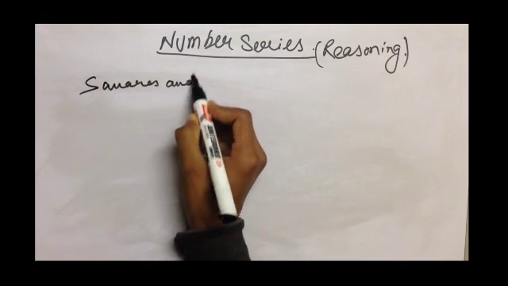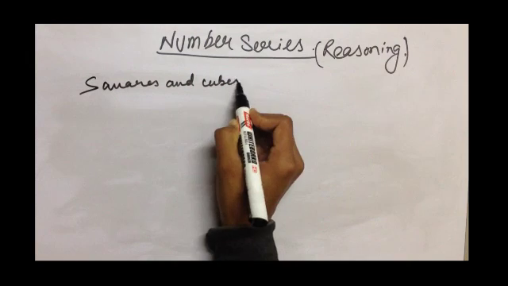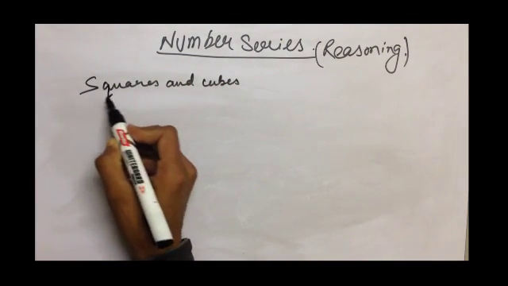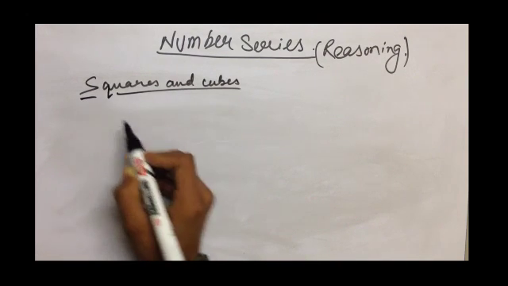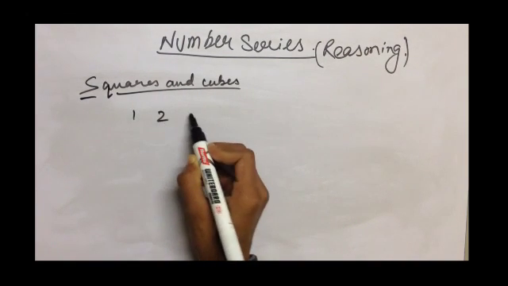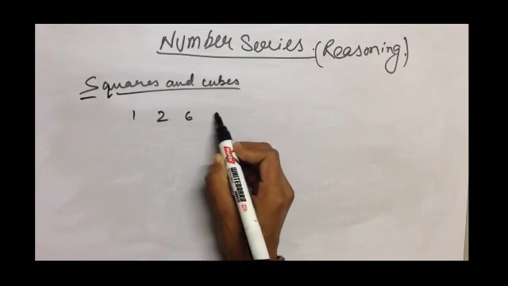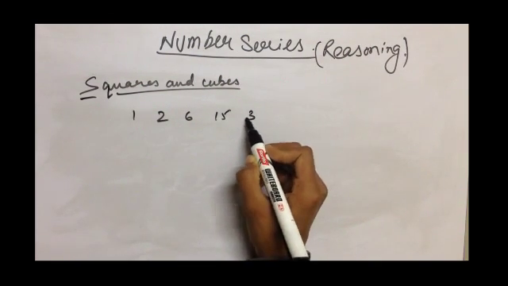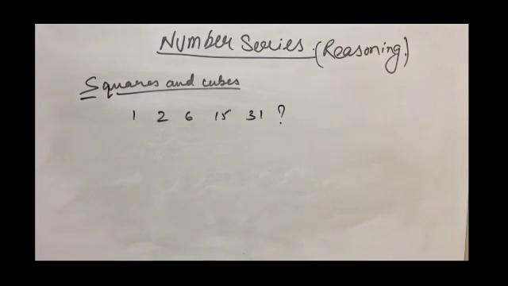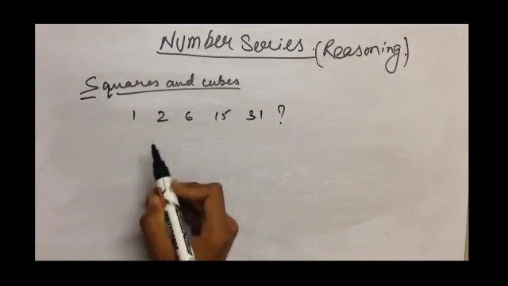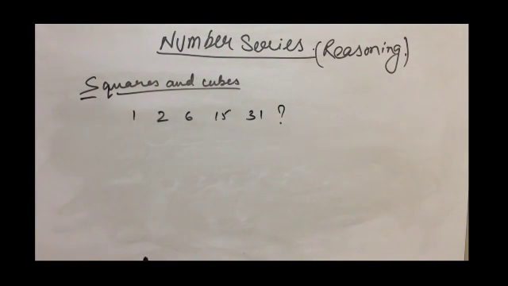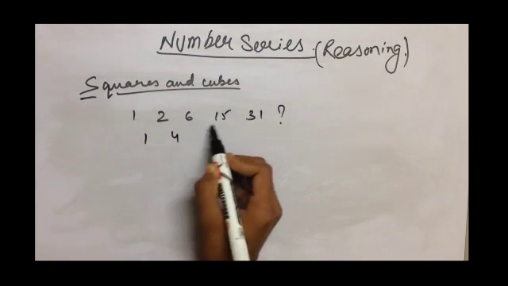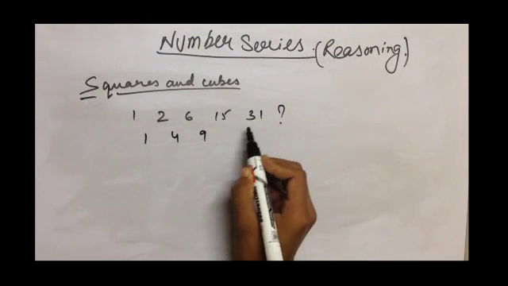Let's take the third variety of question here: squares and cubes. Sometimes the difference between two consecutive numbers is in the form of a square or a cube. Suppose 1, 2, then it's given as 6, then it's given as 15, then you have 31. We have to find the next term of the series.